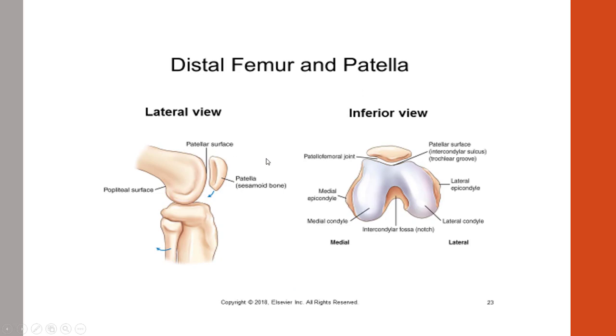So here again, lateral view. If we were to look up underneath the patella, this is what it would look like. You'll see that intercondylar fossa or notch, medial condyle, the medial epicondyle, your patellofemoral joint, that patellar surface or your trochlear groove, lateral epicondyle, and lateral condyle.